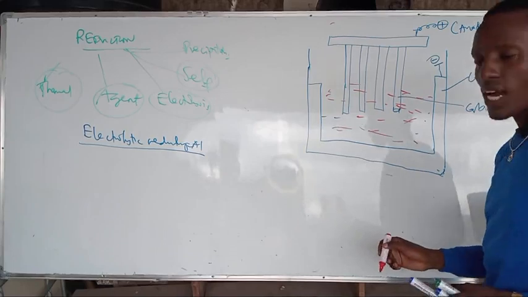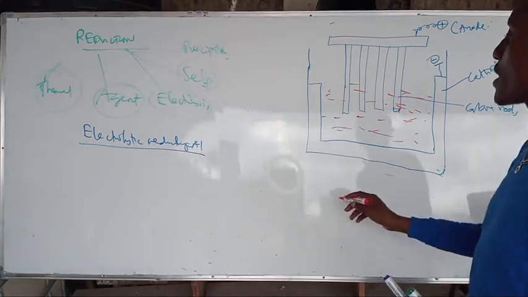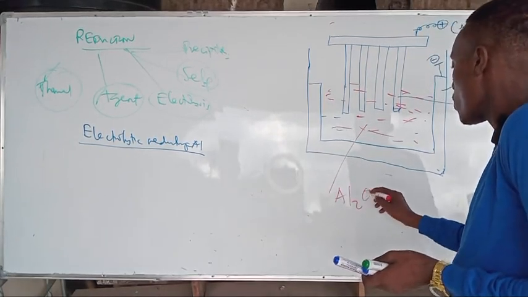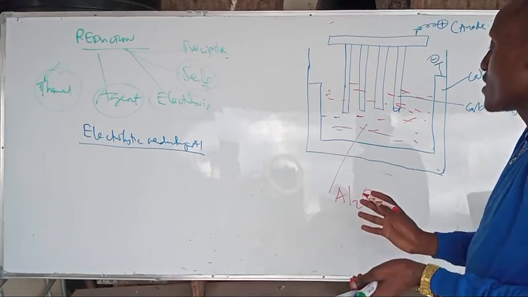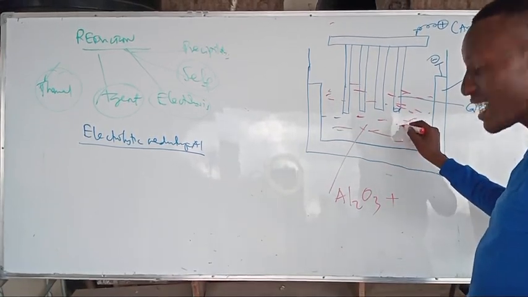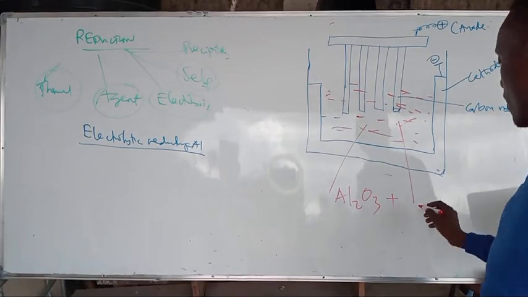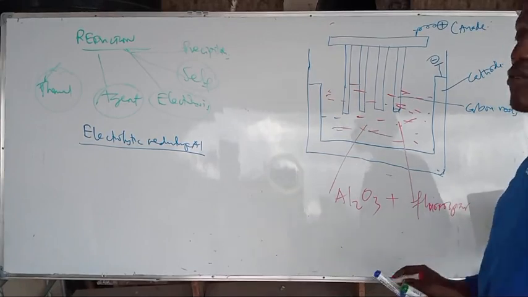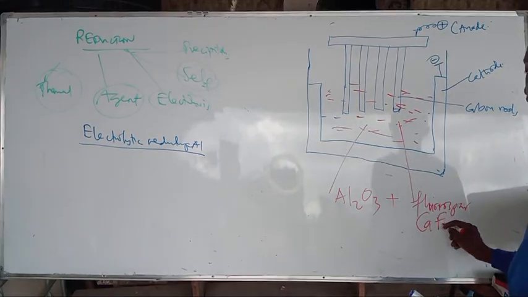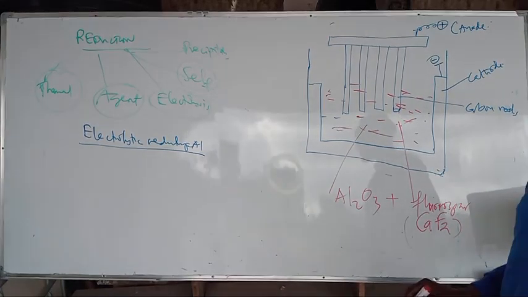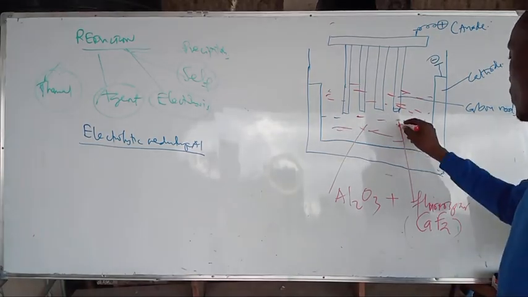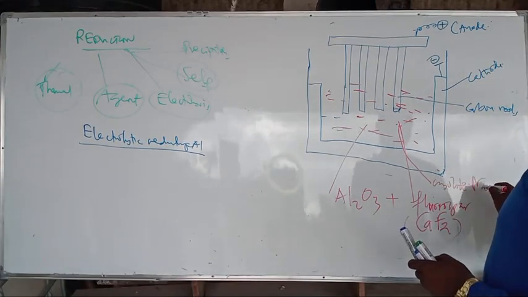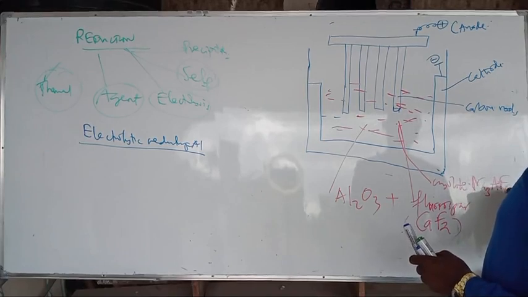So what happens here is, if we talk about the aluminium, the aluminium oxide is fused to be a liquid and then mixed with fluorspar. What is the fluorspar? It's calcium fluoride. And the other thing is the cryolite. Cryolite is sodium 3, aluminium fluoride 6.